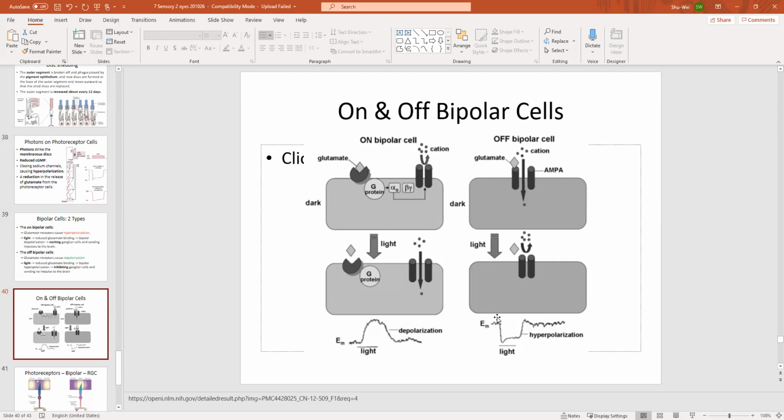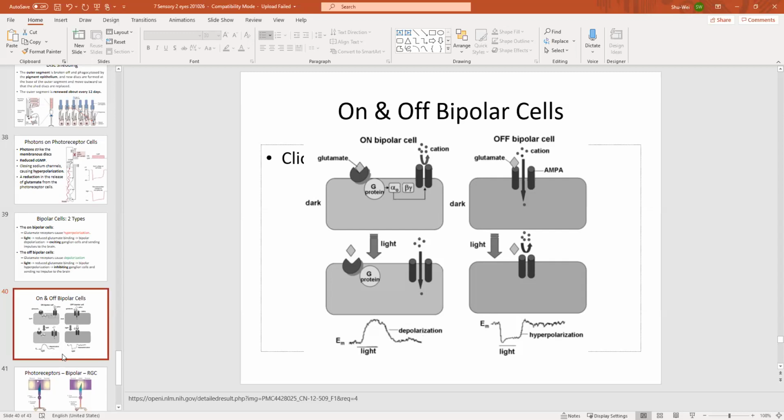So when there is no light, there will be glutamate binds to it. Positive charge ion flows in, so it is depolarized. So when there is no light, it will be on. When there is light, it will be off. So that's the off bipolar and the on bipolar.